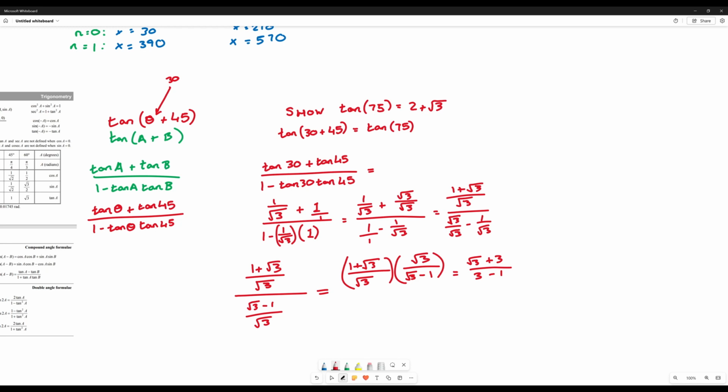Showed as 2 plus root 3. I don't know if I've done this right. Is this right? Have I goofed somewhere? Minus. Yeah, this is minus root 3. That's where I goofed.